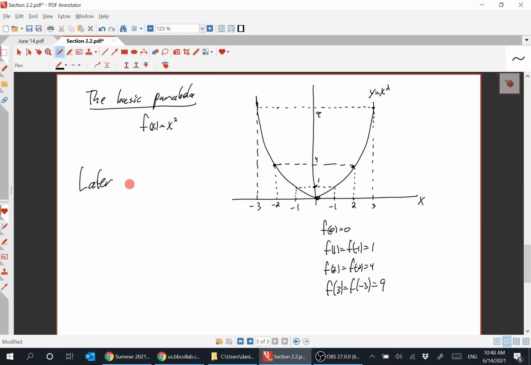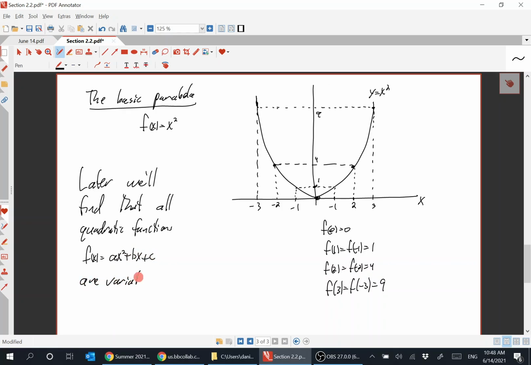Later, we'll find that all quadratic functions f of x equal to ax squared plus bx plus c are variations of the basic parabola f of x equal to x squared. Later we'll do those.